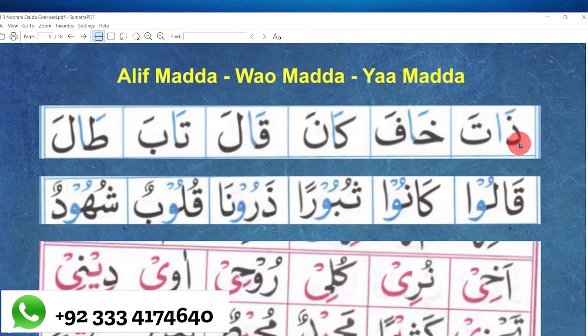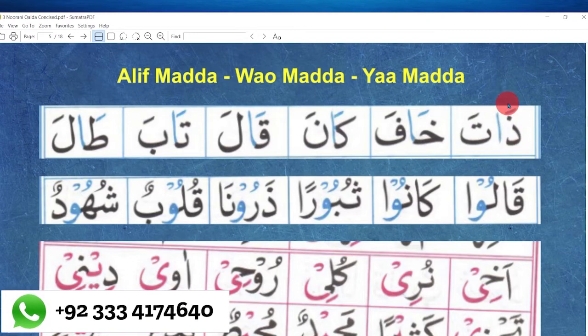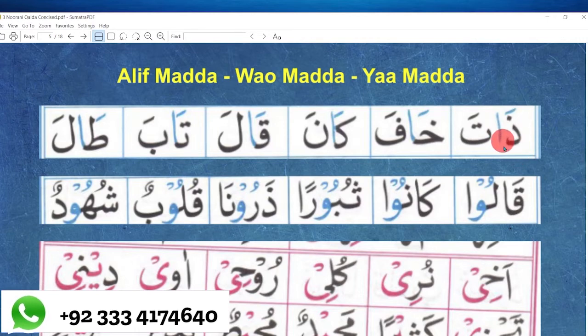Alright. Now, whenever a letter has a zabar on it and the next letter is alif without any sign, that is called alif madda. We stretch it for 1 second. It is the same as the standing zabar. The only difference is in written form, otherwise the sound is the same. So this will be zal zabar alif za.